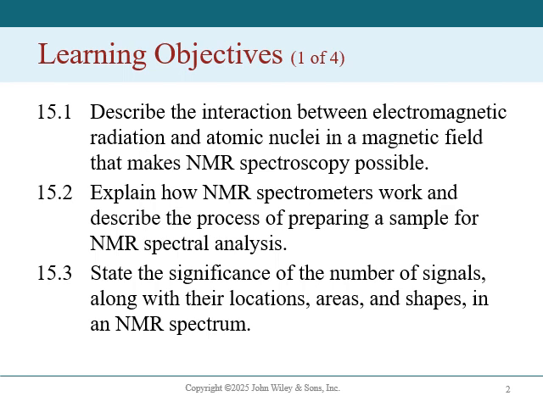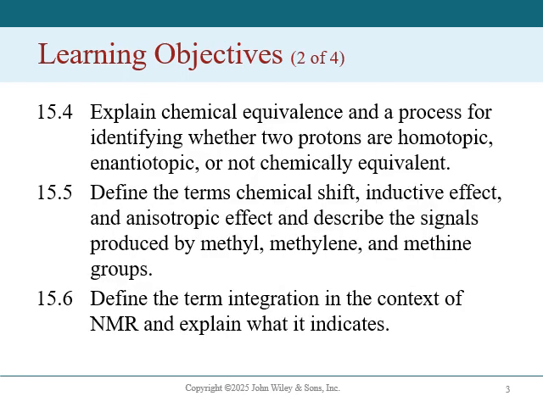We will explain how NMR spectrometers work and describe the process of preparing a sample for NMR spectral analysis. We'll be able to tell the significance of the number of signals along with their locations, areas, and shapes in an NMR spectrum. We'll be able to explain the chemical equivalence and a process for identifying whether two protons are homotopic, enantiotopic, or not chemically equivalent.